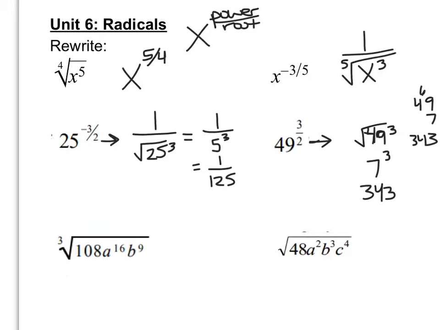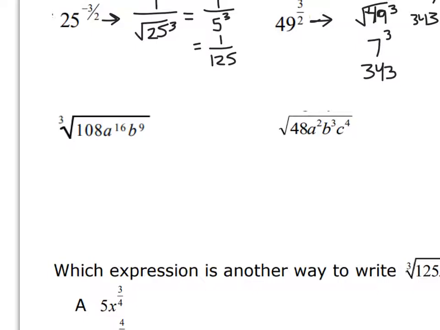When we're simplifying variables, you want to do the number, the coefficient, just like normal. So if I'm doing the cube root of 108, I'm going to do a factor tree. So maybe I know that's even, so let's do 2 and 54. And then I'm looking for perfect cubes, so I see that this is 27 times 2.